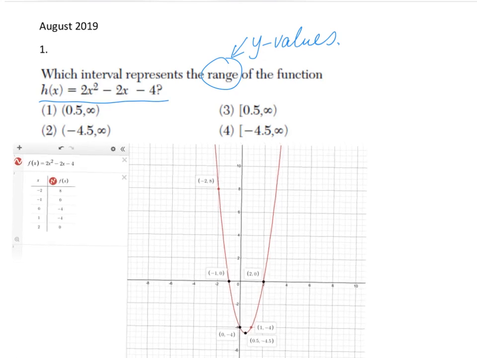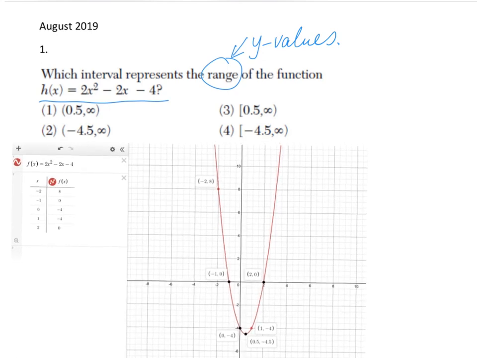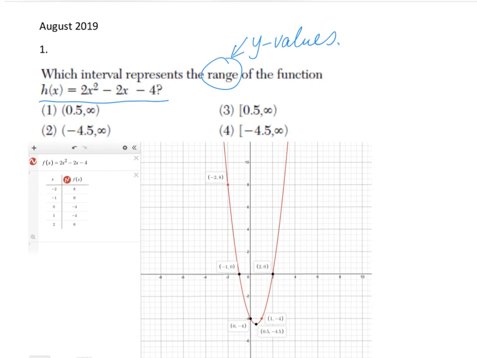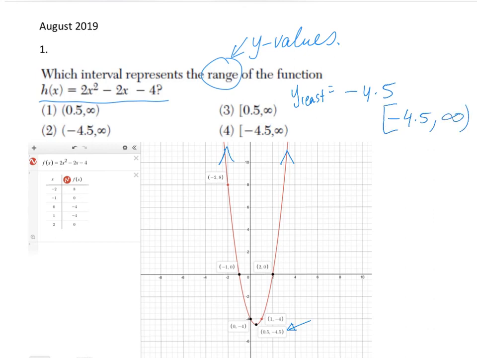So what's our least value? In this graph, we notice that the least value is right here, -4.5, right, with the negative. So negative 4.5 is our least value on the y-axis, right? And then we see that the graph is going up till infinity. So let's look for this, that it includes -4.5 and it includes infinity. So anything with this choice, answer choice 2.